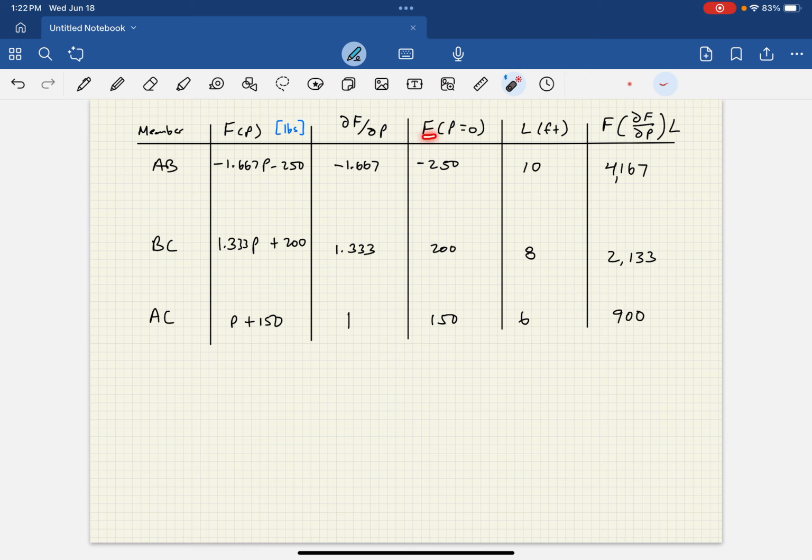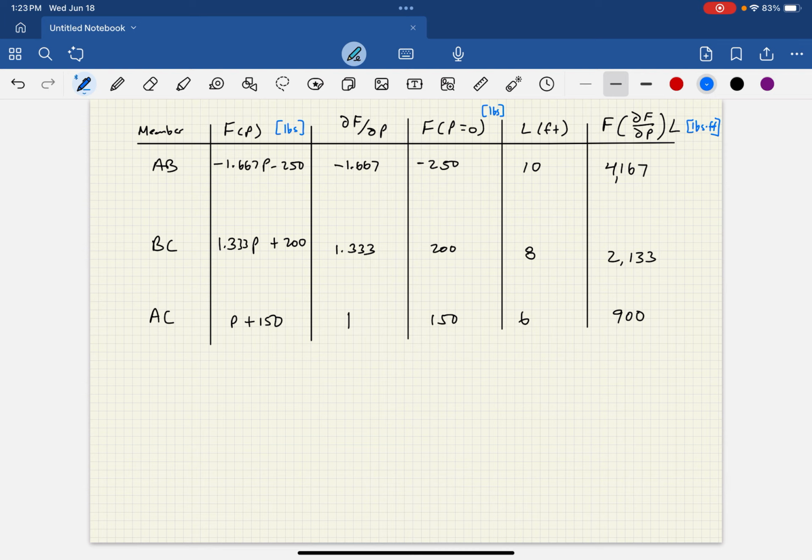Okay, what about these F forces here in this column? Again, these are going to have units of pounds. And then we already have the length in feet here. That was pretty obvious. And then what about the units of this last column over here? Well, you're going to have pounds times unitless times length in feet. So this is going to carry units of pounds times feet here in this column, okay?